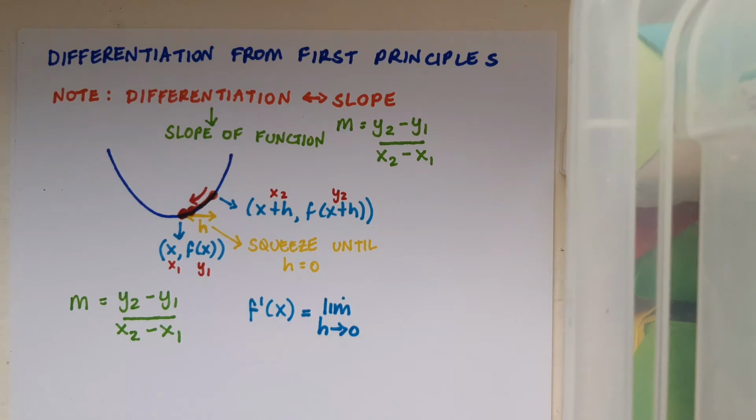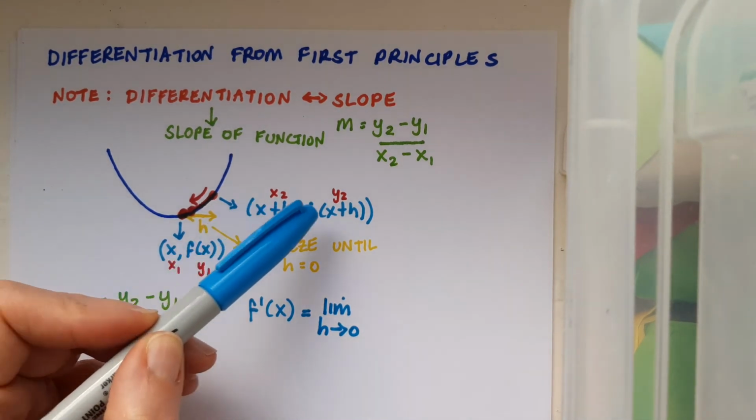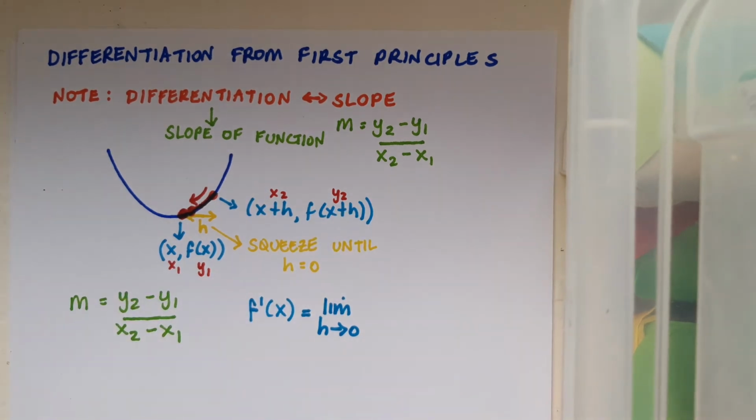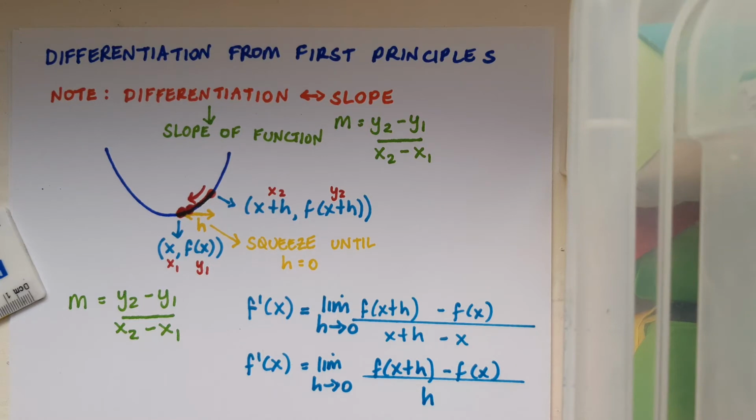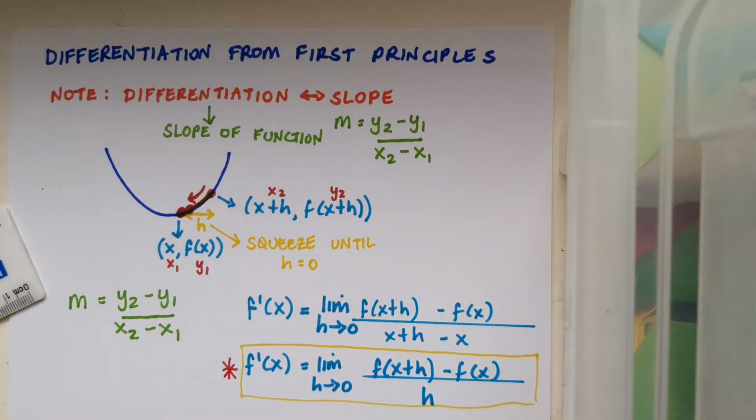The x1, y1 and x2, y2 for my formula are going to come from these 2 points. And then I'm going to fill in, and that's going to give me the limit as h goes to 0, f of x plus h minus f of x over x plus h minus x. That's just me substituting into this slope formula from these 2 points up here. I could even tidy this up a little bit more, because the x's in the bottom will cancel out, leaving me with just h in the bottom. And this is the formula that we're going to use to do our first principles differentiation.